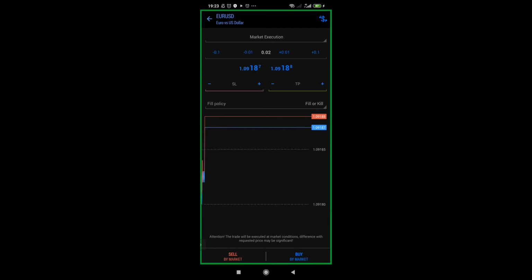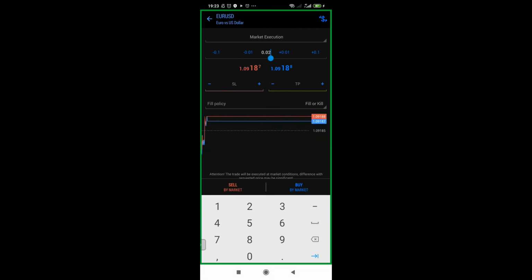In the middle here in the white column, that is your volume, which is the lot size. Which lot size do you want to use? Let's use, for example, a micro lot, 0.01. Then you'll be asked for your stop loss and TP as well. Stop loss is SL in red, and TP is take profit, the one in green.